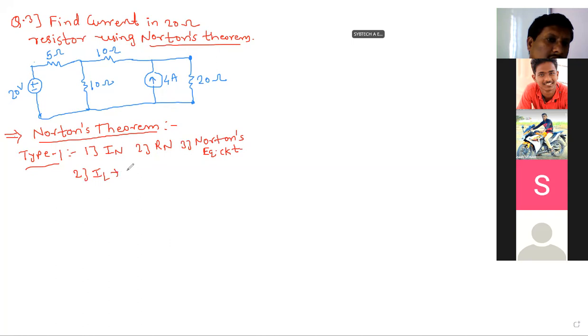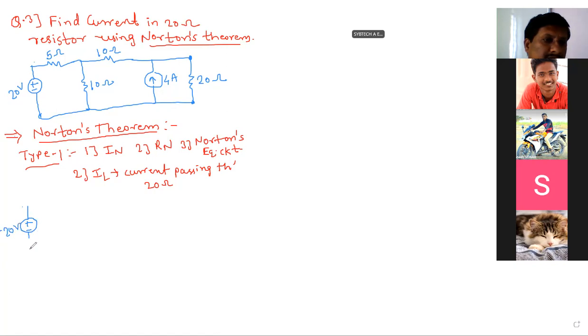So the IL is what? The current passing through the 20 ohm. Okay. So now you have to draw. You have to remove the load resistor and identify the two terminals. Can anyone tell where the two terminals are? The 20 ohm. Yes. So remove the 20 ohm resistor.